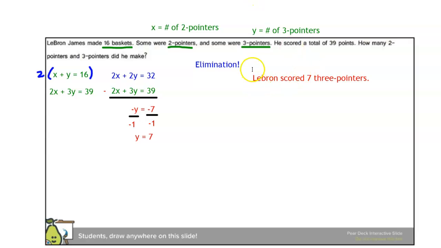Now you might be able to use mental math to figure out how many 2-pointers he scored, but let's use the system of equations. I'm going to use x plus y equals 16 and substitute in that 7 to try to figure out what the value of x is. And we find out that he scored 7 3-pointers, which means he scored 9 2-pointers. 7 and 9 is 16. And if you take a minute to figure out how many points he would get from 9 2-pointers, that's 18. How many points he would get from 7 3-pointers, that's 21. 18 and 21 is, in fact, 39.